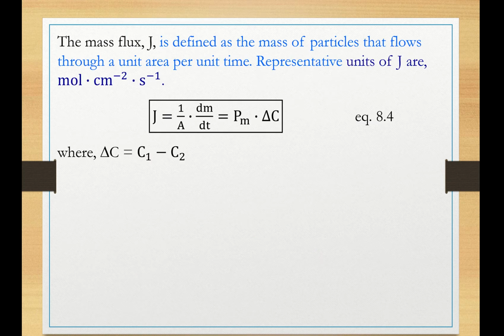Now you could modify it even further to include the parameter of flux, which is defined as the mass of particles that flow through a unit area per unit time. The representative units here are mass over surface area over unit time. Okay, so this is the mass flux J, which is equal to 1 over A times dm/dt, which is also equal to Pm, the permeability, times the driving force, which is delta C. So this is the concentration difference on the two sides of the membrane.